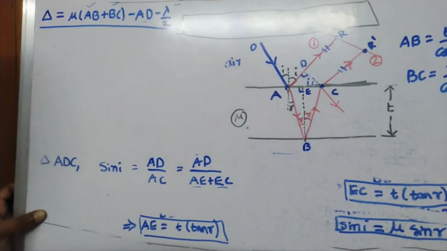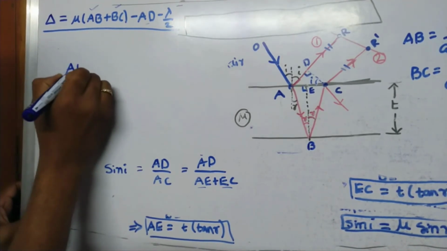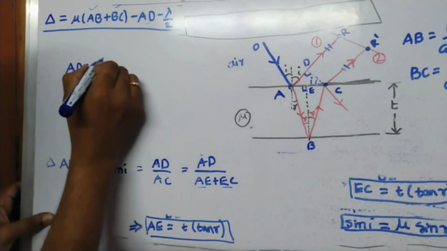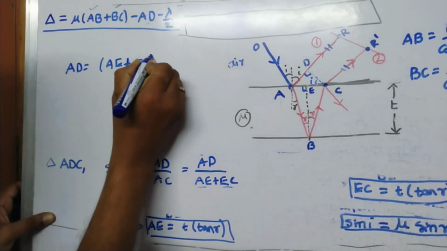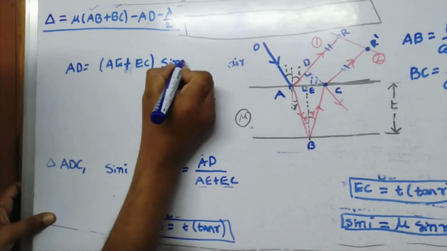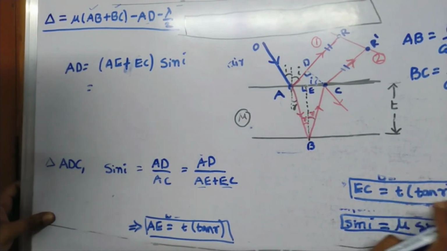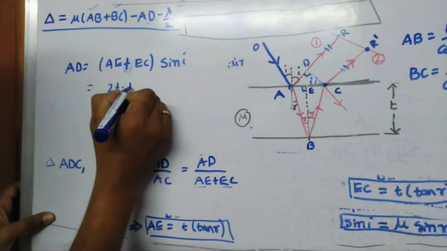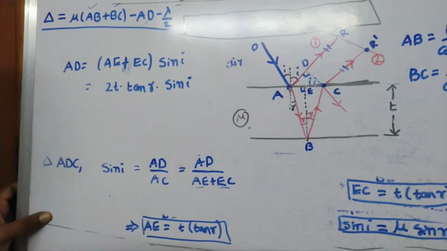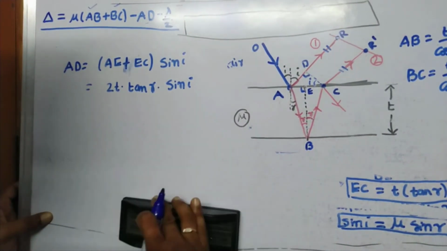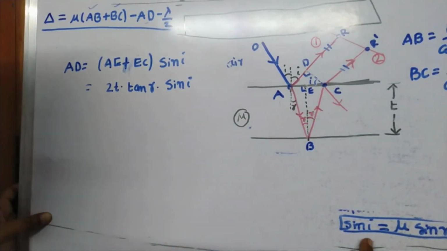Okay, so now here AD is equal to, from this equation, AE plus EC into sin i. So AE plus EC, AE means t tan r, EC means t tan r. That means 2t into tan r into sin i. Okay, so now I can arrange this one and this one also. So which one is left? Here sin i is left.